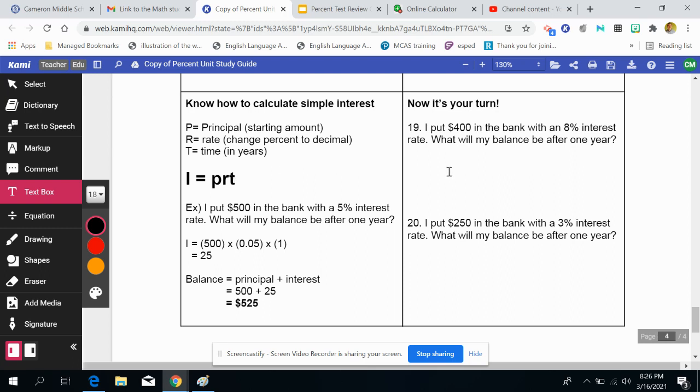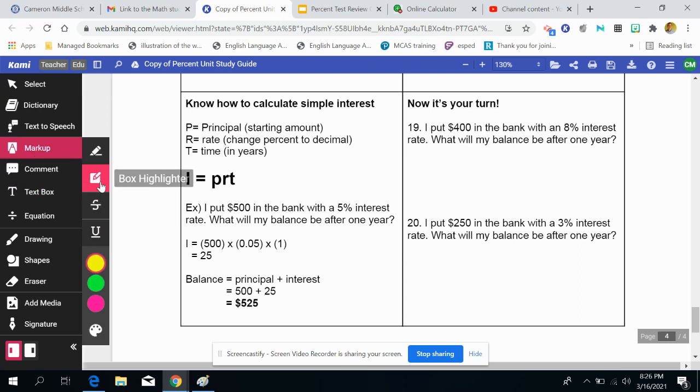So let's take a look here. I put $400 in the bank with an 8% interest rate. What will my balance be after 1 year? So let's see. I'm going to highlight $400. That's my principal. That's the amount of money that we start with. I'm also going to highlight 8% because that is my rate. So that's my R, my rate. And then finally, I have 1 year. So 1 year is my term or my time. So that's the T is going to be a 1.